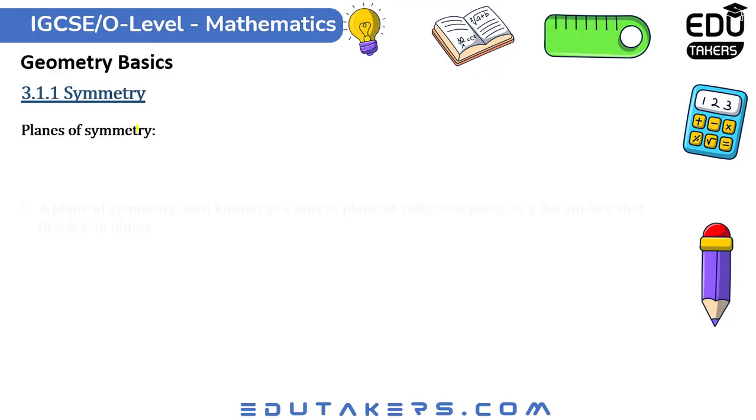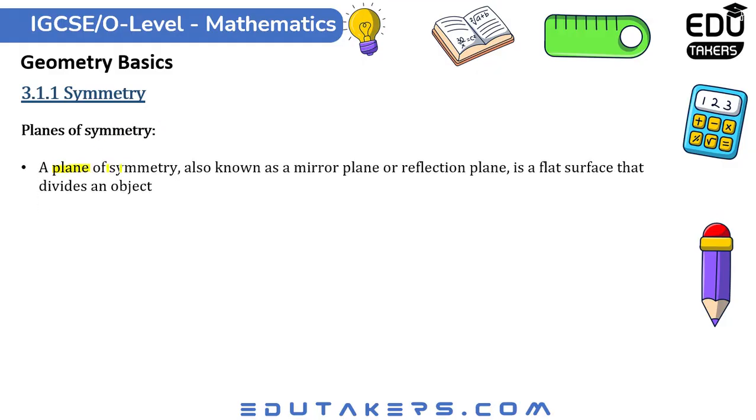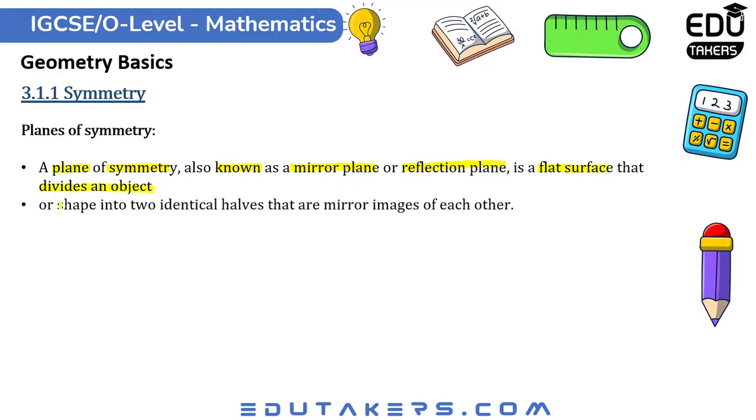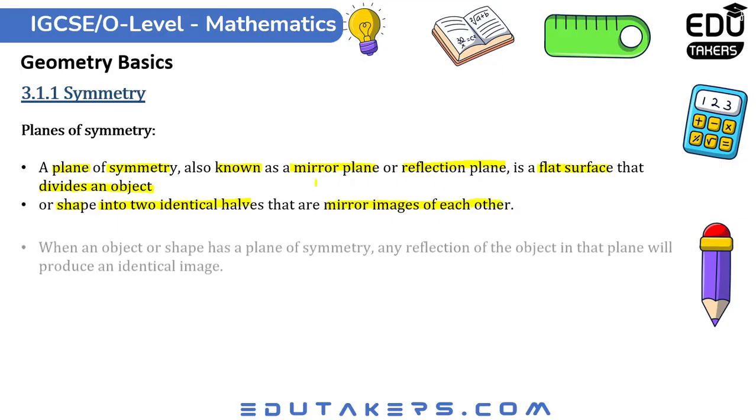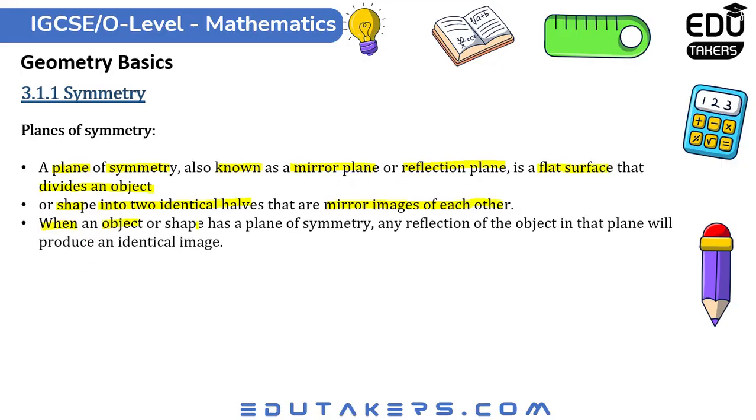Planes of symmetry. A plane of symmetry, also known as a mirror plane or reflection plane, is a flat surface that divides an object or shape into two identical halves that are mirror images of each other. When an object or shape has a plane of symmetry, any reflection of the object in that plane will produce an identical image.